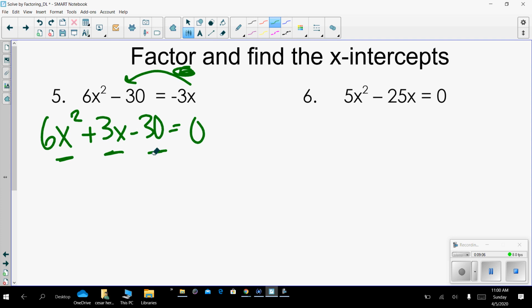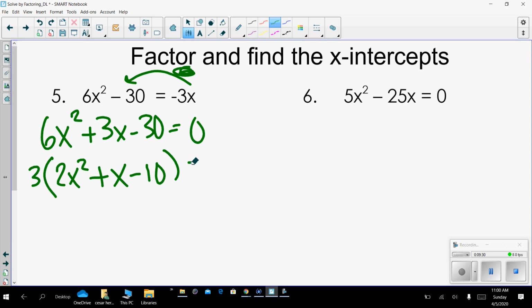But before I factor, remember that we also have to consider our GCF. So if I look at this, they all can be divided by 3. If I factor out a 3, then I'm left with 2x squared plus x minus 10 is equal to 0. 3 times 2, we're back at 6. 3 times x, we're back at 3x. And 3 times a -10, we're back at -30.